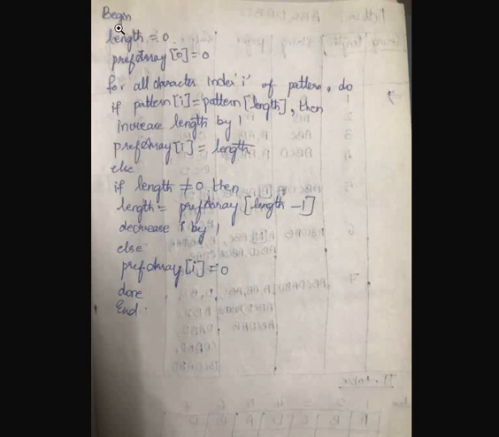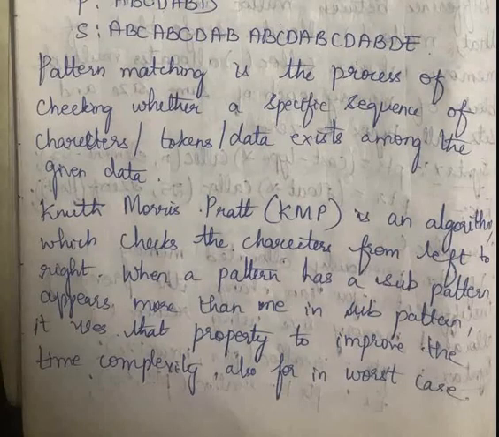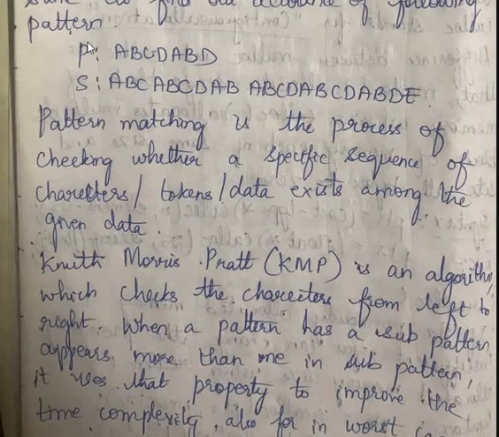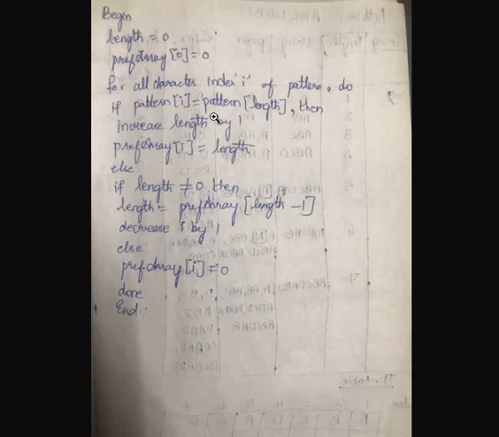The algorithm begins like this. In the KMP algorithm, begin with length equal to 0. Let us consider initially the length is 0 and our pattern index is also 0. For all the characters at index i of the pattern, if pattern[i] is equal to pattern[length], then increase the length by 1. Meaning, if it is matching, if it is A and A, it is matching, right? If it is matching, increment the pointer to the next one in the pattern, and also increment to the next character in the string. That is what we mean here.